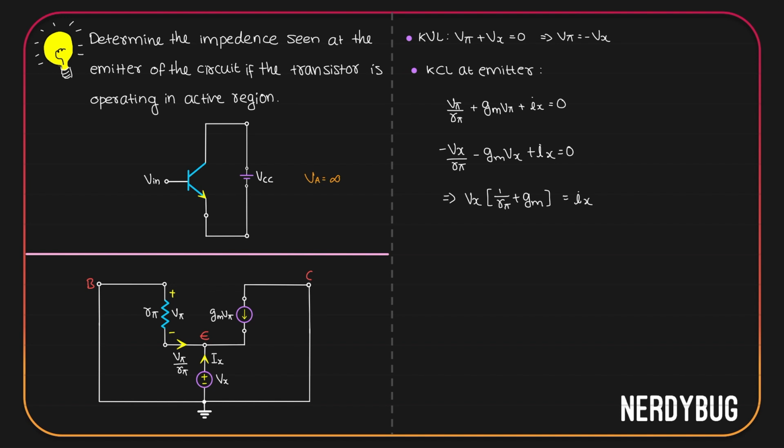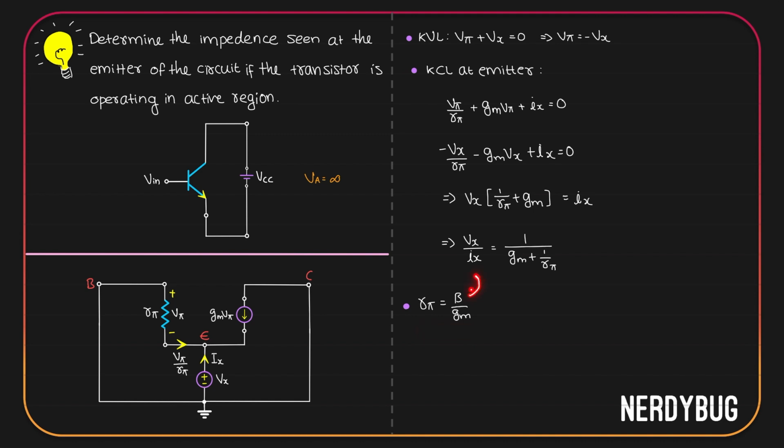So we get Vx multiplied by 1 by R pi plus GM is equal to Ix, or Vx by Ix is 1 by Gm plus 1 by R pi. Before we call this the impedance, let us do a tiny bit of approximation. We know R pi is beta by Gm.